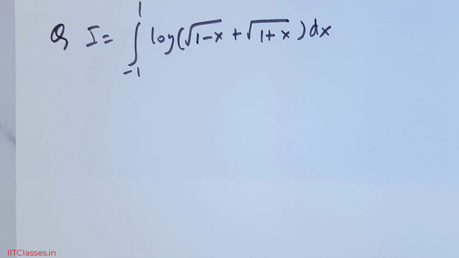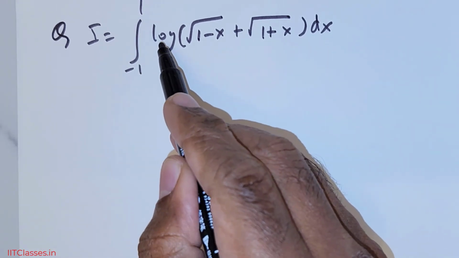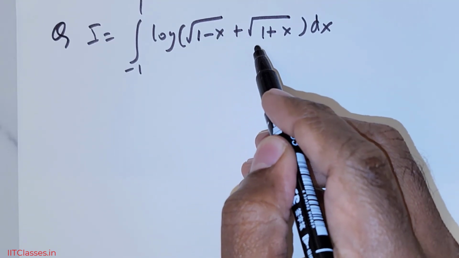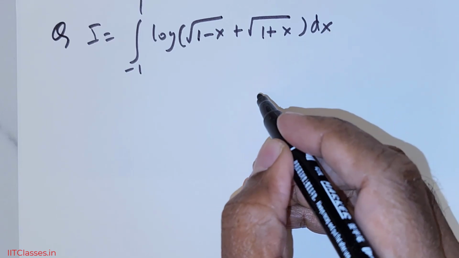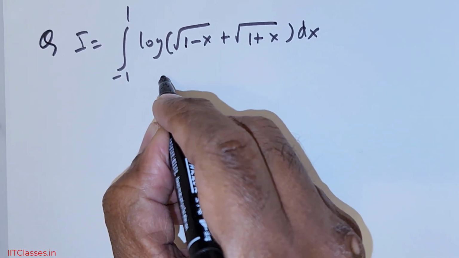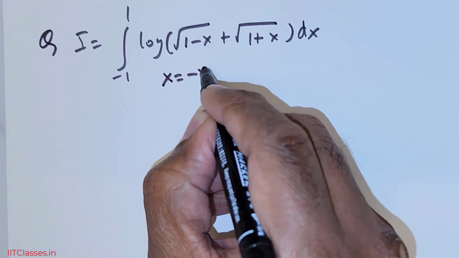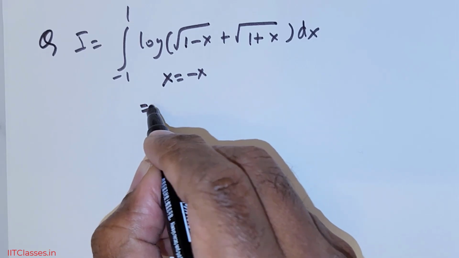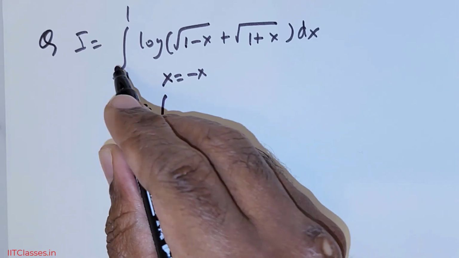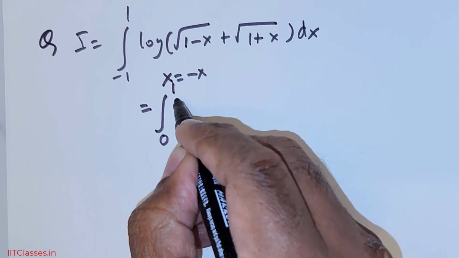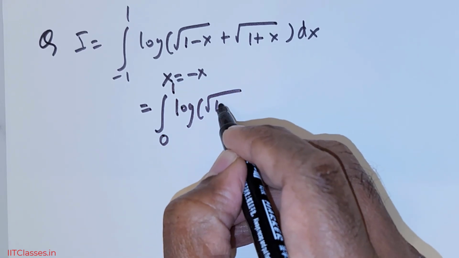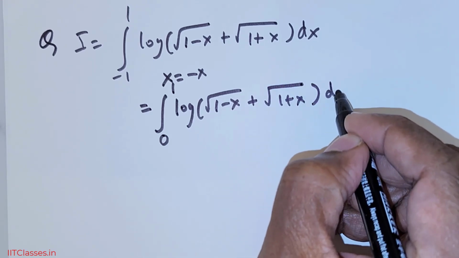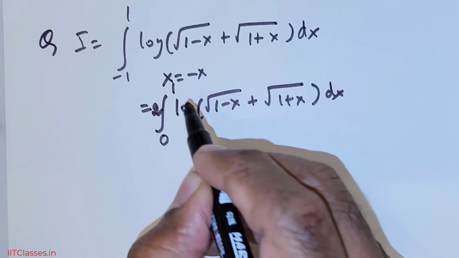Welcome everybody, we've been given this question: the integral from -1 to 1 of log of (square root of 1 - x plus square root of 1 + x) dx. Now, if we were to replace x by -x, the function would not change. Because of that fact, I'm going to rewrite this as 2 times the integral from 0 to 1 of log of (root of 1 - x plus root of 1 + x) dx. Of course we need to have this 2 here.